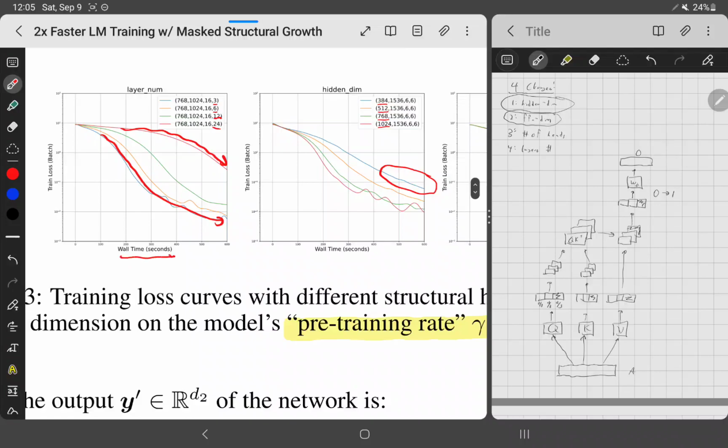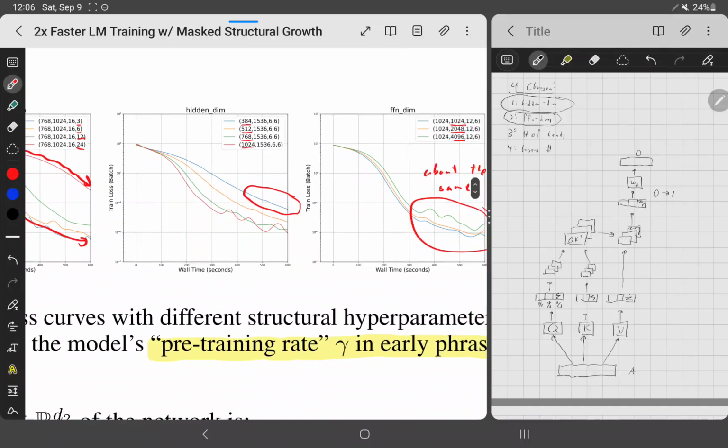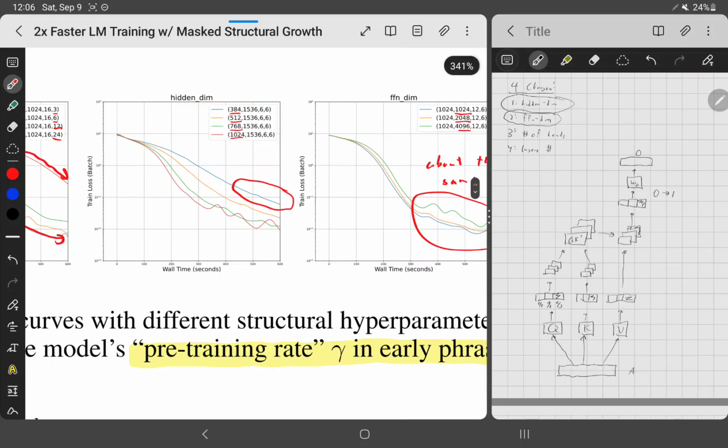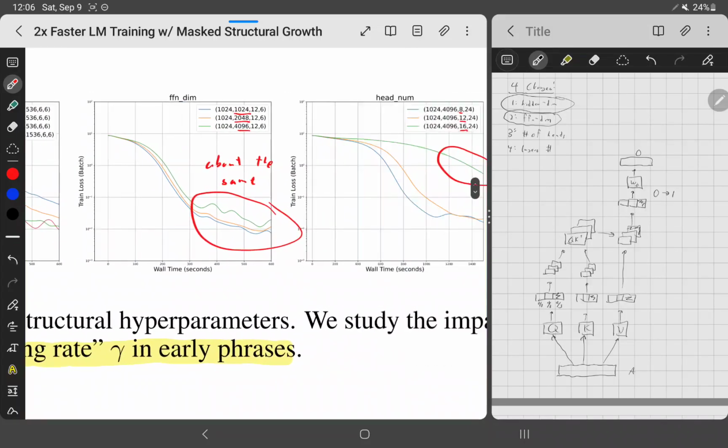And this is wall time in seconds. Maybe it's the same number of steps and this actually goes a lot lower, but they're looking at wall time in this paper. And here's the hidden dimension. They note that if you start off with a low hidden dimension, then the convergence is not as good as if you start off with a high hidden dimension, and that's the second note that they made. And the third note that they made is the feed forward dimension doesn't really matter that much.